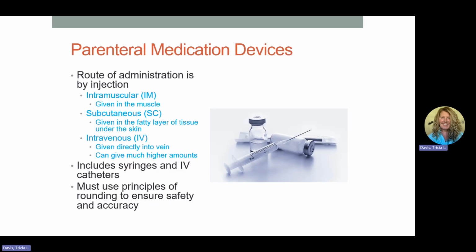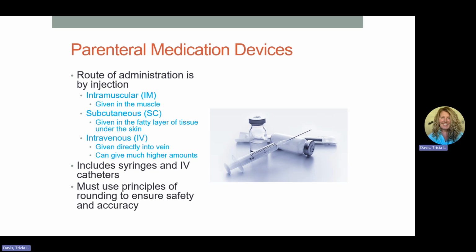So sometimes we will have to give parenteral medication. So we have specific parenteral medication devices that we use. So this would be the route that we administer medications by injection. So we can give an injection intramuscularly. If we give it intramuscularly, that means that we're going to give it into a muscle inside the body.